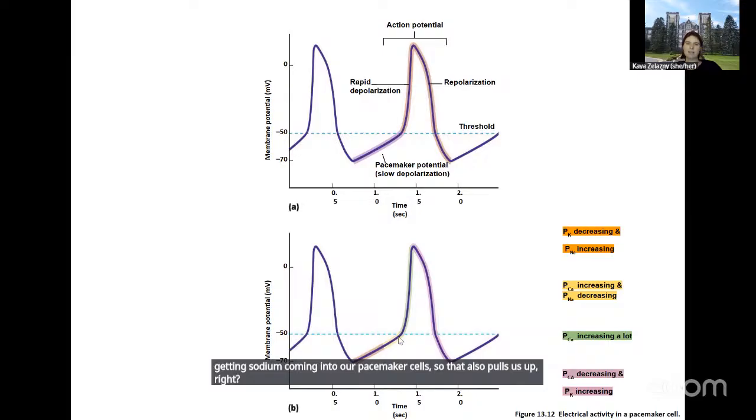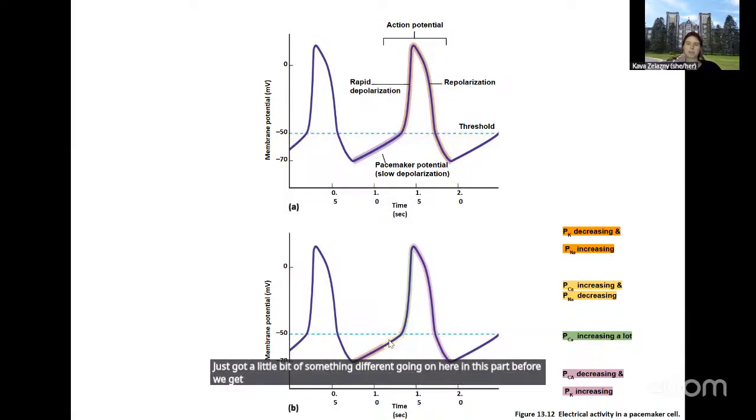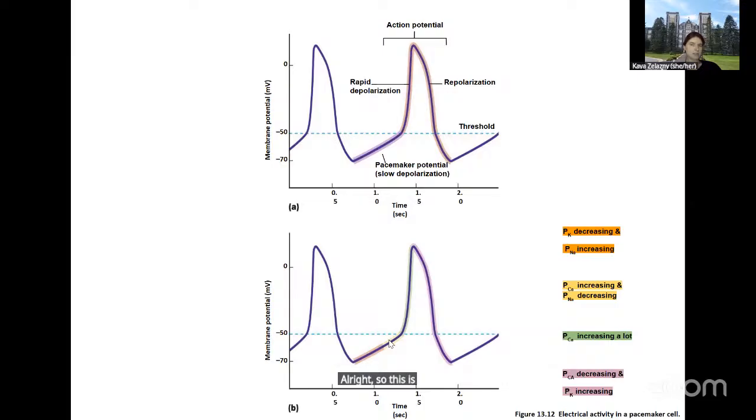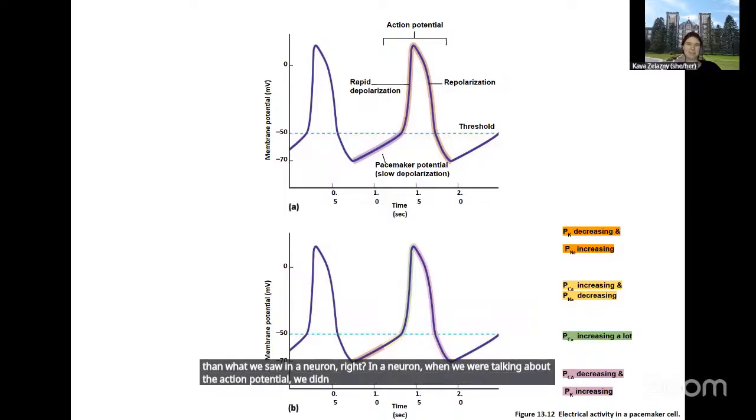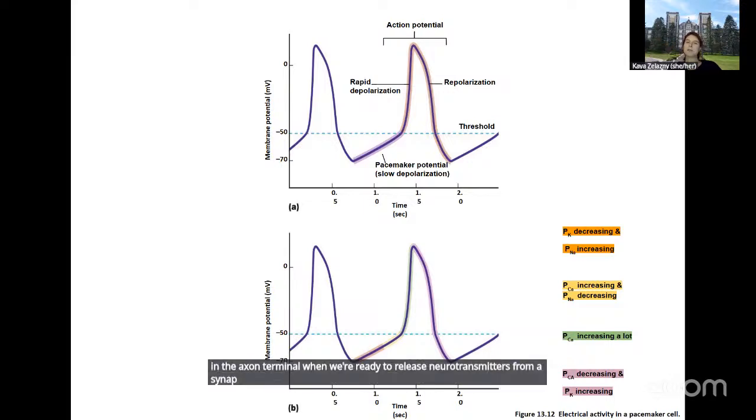We've got a little bit of something different going on here in this part before we get to threshold, right? So this is different than what we saw in a neuron, right? In a neuron, when we were talking about the action potential, we didn't see any calcium at all, right? We only saw calcium in the axon terminal when we're ready to release neurotransmitters from a synapse. But in a pacemaker cell and its membrane potential and its depolarization, calcium plays a role.